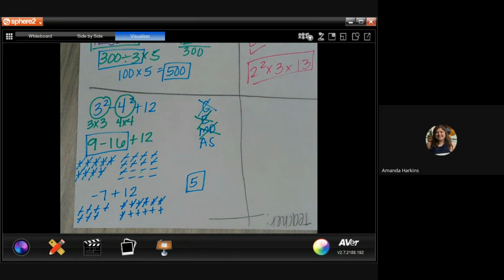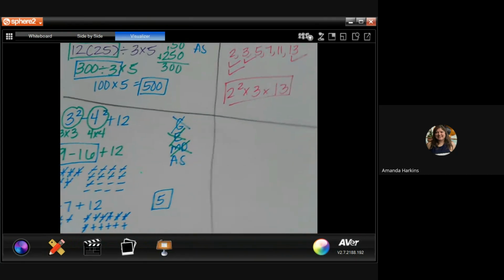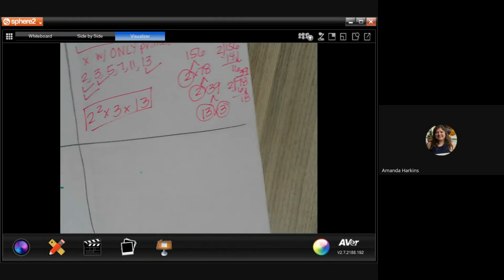You got it without the tiles? That is awesome. I personally need the tiles, but if you can do it without it, more power to you. Keep it going. All right, last one.